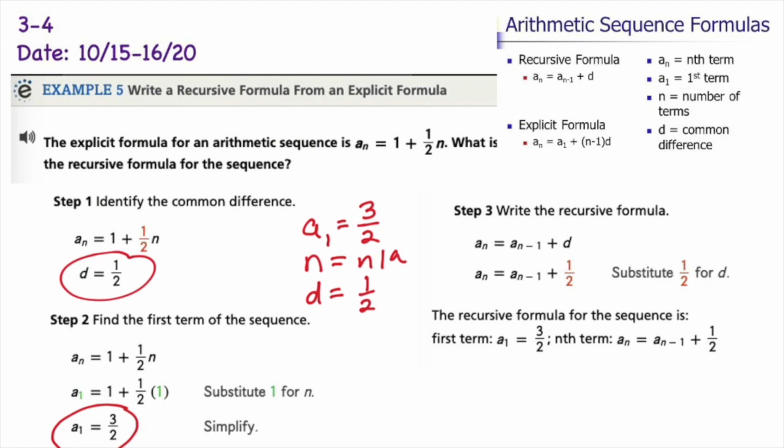So you don't have to plug a sub 1 in for a recursive formula, you just have to list what it is. So a sub 1 equals 3/2, and the recursive formula is a sub n equals a sub n minus 1 plus 1/2. So you take 1/2, plug it into d, and you take 3/2 we found for a sub 1, and you just list what the a sub 1 is. And that's only for a recursive formula, because we don't use a sub 1 in the recursive formula, but to know where it's starting, we need to know what a sub 1 was. So you don't put it in the formula, you just list it separately.